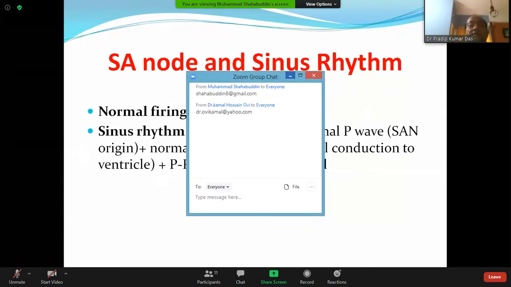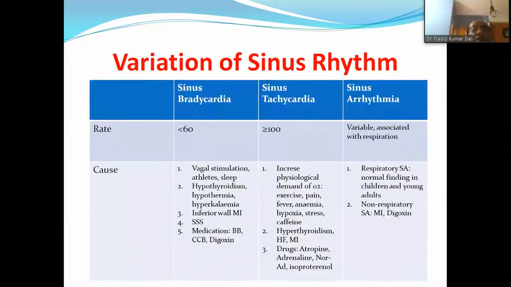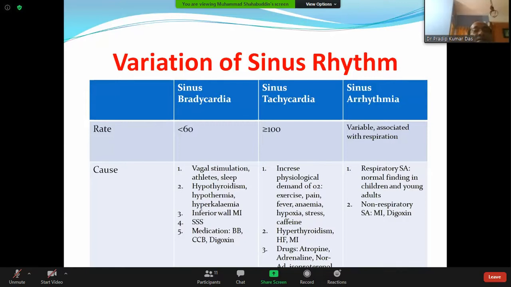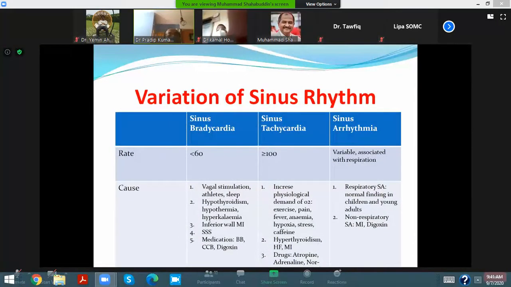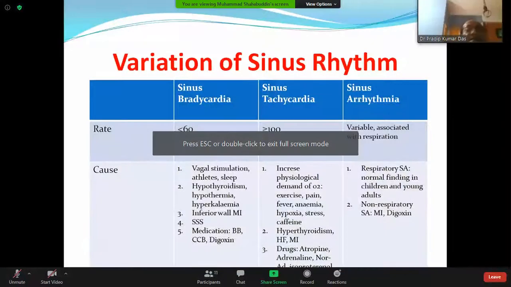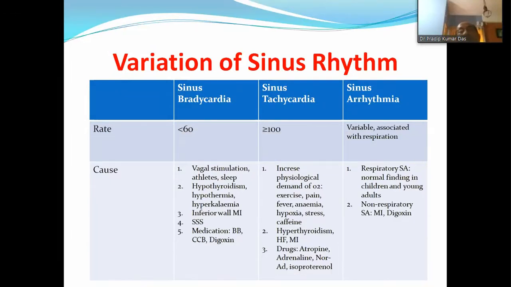So as we all know, the sinus node normally shows some variation, that is sinus bradycardia, sinus tachycardia, and sinus arrhythmia. These are all different in their rates. Sinus bradycardia: rate is less than 60. Sinus tachycardia: rate is more than or equal to 100. And sinus arrhythmia: rate is variable, normally associated with respiration.